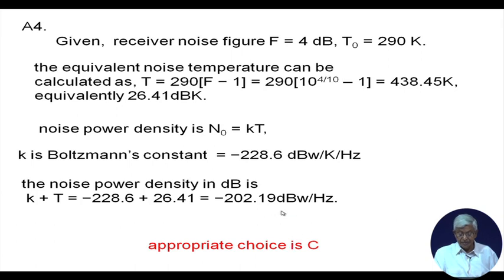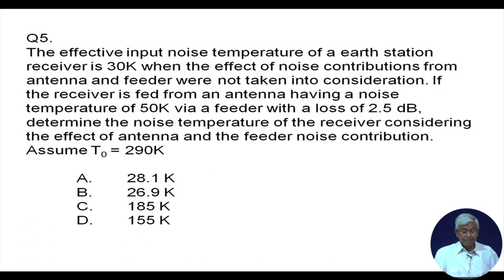Here I just want to mention that in many cases it is the nearest value you have to take for the selection. So, that was given, this 202.19 is the nearest value. So, that is why we have taken option as C. Let us go for the next one.